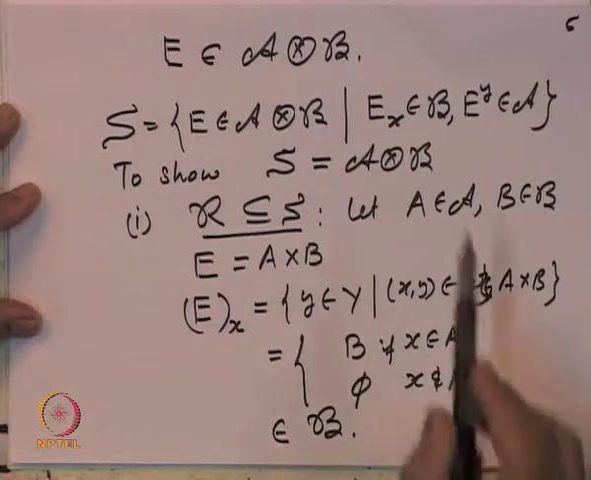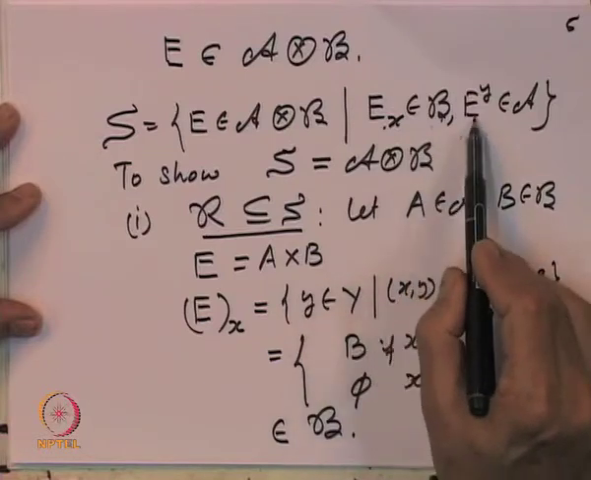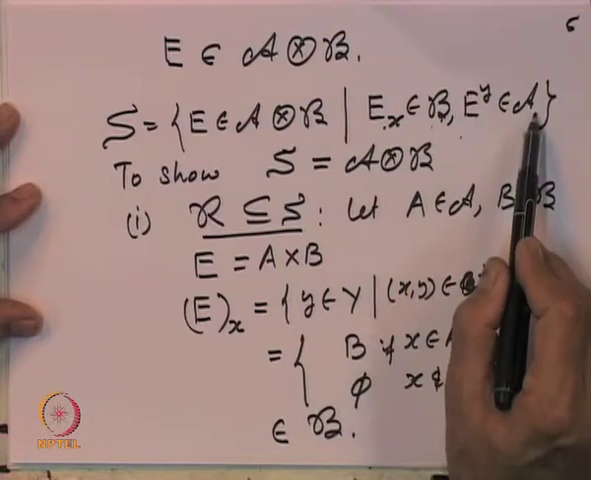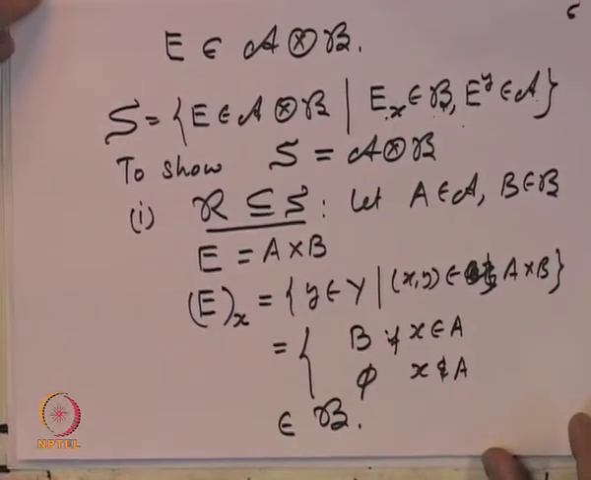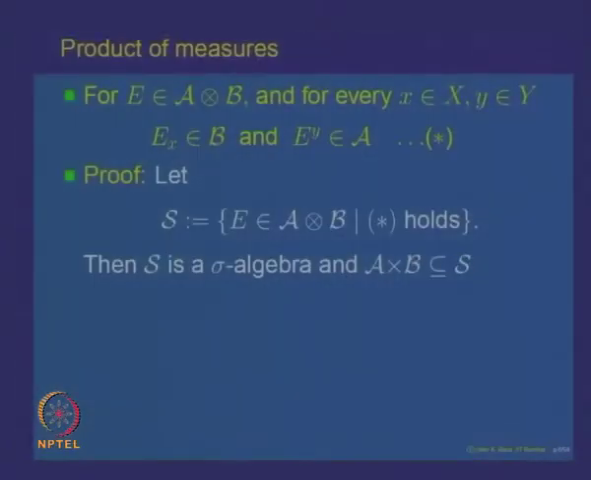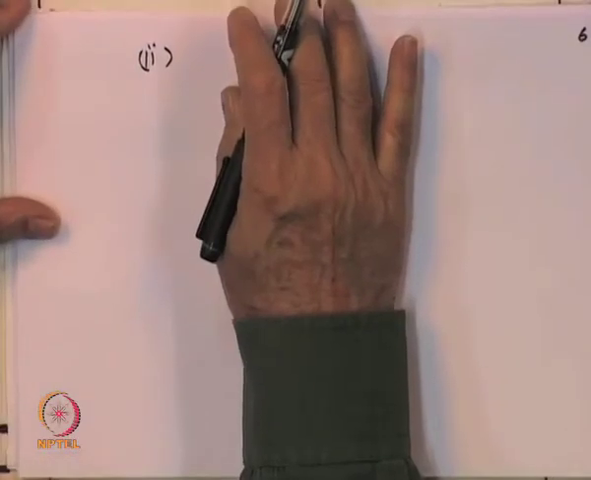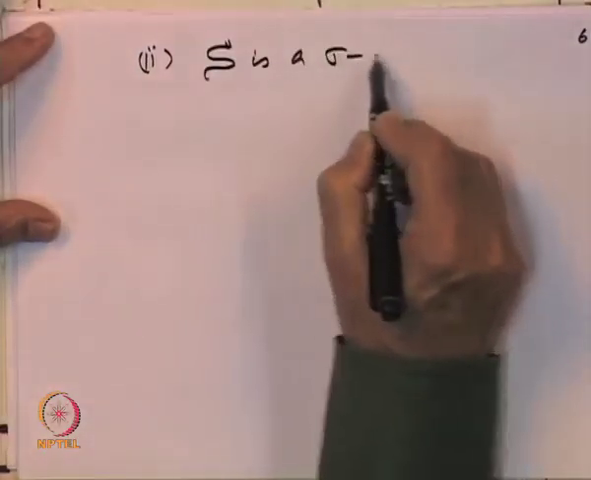So, the property that E_x belongs to B is true. A similar argument will show that E^y also belongs to A. So, this proves that the rectangles are inside S. The next step we want to check is the following. The second step is to check that this collection S is a sigma algebra.